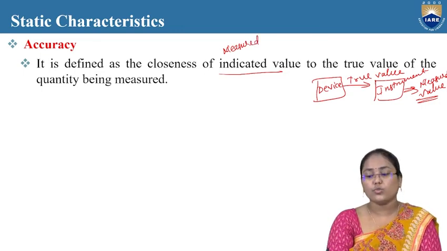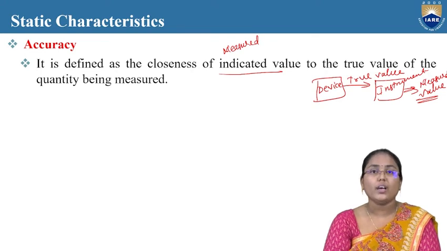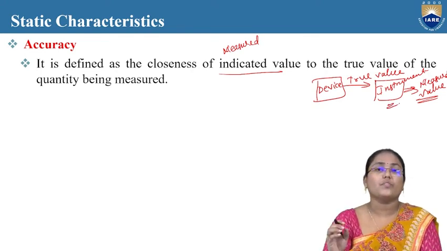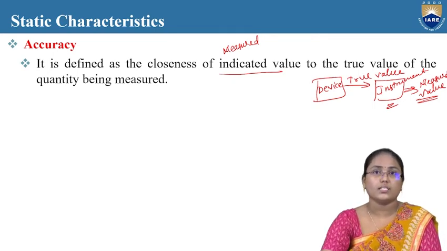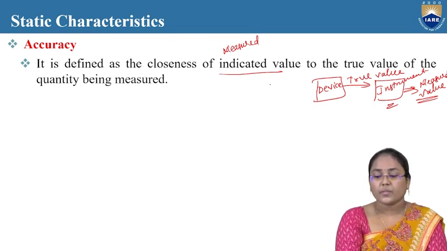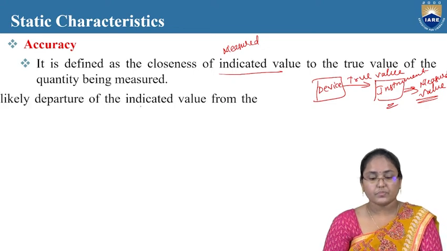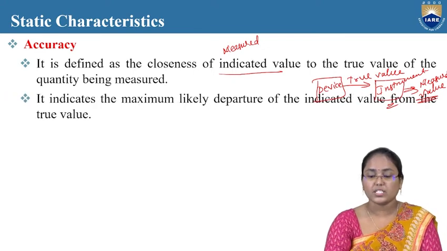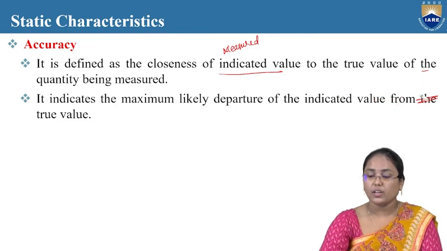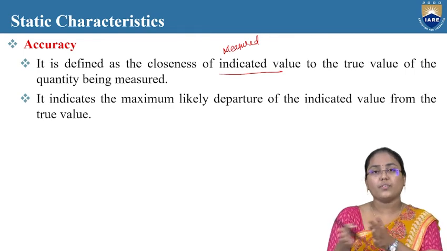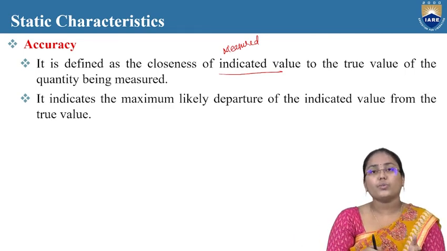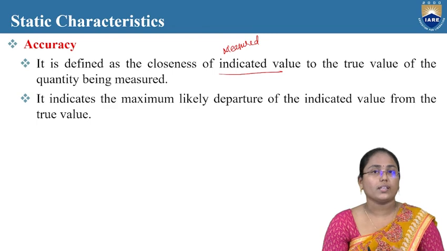How close is the true value to the measured value? Whenever the true value and the measured value are equal, then I can say this particular instrument is very accurate, and only in that situation can I say that it is very accurate. Then, how I will be measuring it: it indicates the maximum likely departure of the indicated value from the true value. So how much deviation there is from the true value to the measured value can be known by looking at the accuracy.